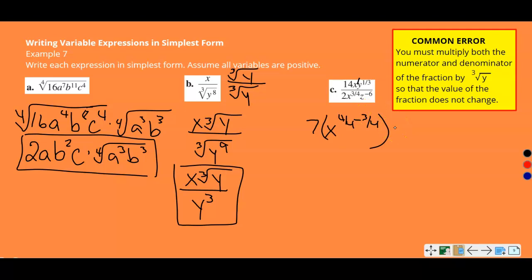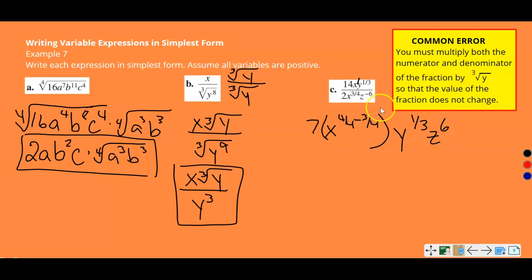Hopefully we all agree that 4 divided by 4 is the same as 1. Then we're going to look at our y's. So we have y to the 1/3 on top. There's not a y on the bottom, so we don't have to worry about that. And then we have a z to the -6. Since the z is on the bottom with a negative exponent, what we have to do is move that to the numerator and it becomes positive.